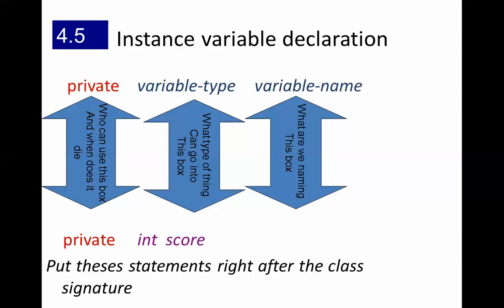Alright, so here's how we do an instance variable declaration. We say public or private, which is who can use it. We say the variable type, which for this example is going to be int, because we want it to hold whole numbers, and the variable name would be something like score. For us, it's going to be private int speed because we need to keep track of the speed. That's how you do it: public or private, the type of variable, so either int or boolean or whatever it's going to be, and then score.